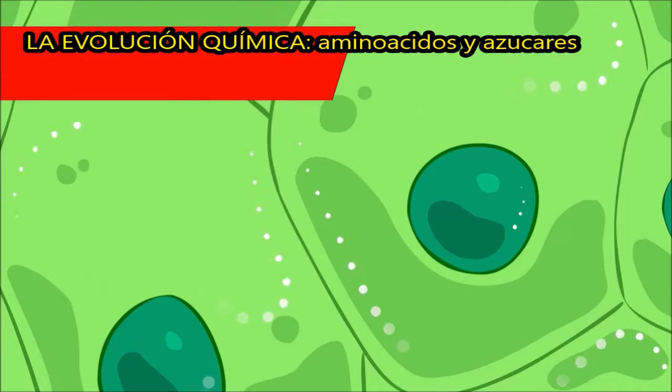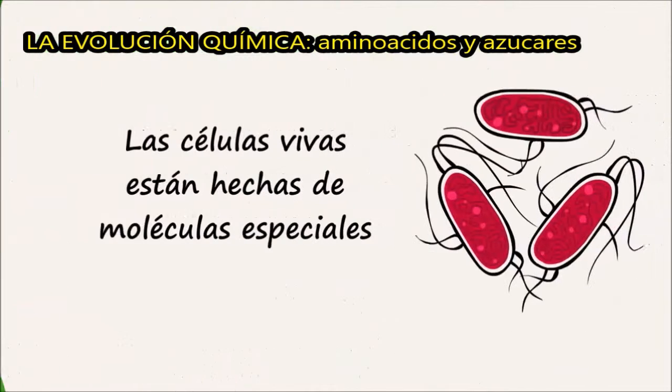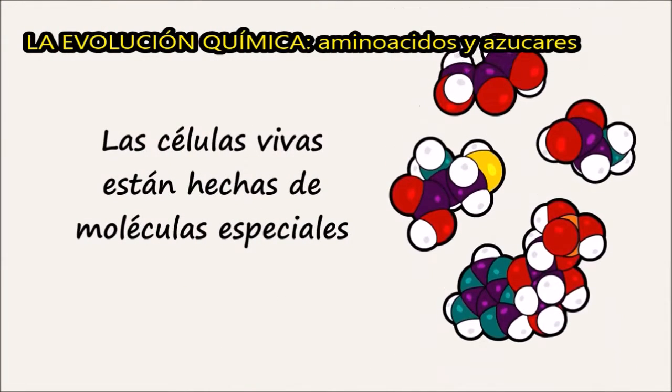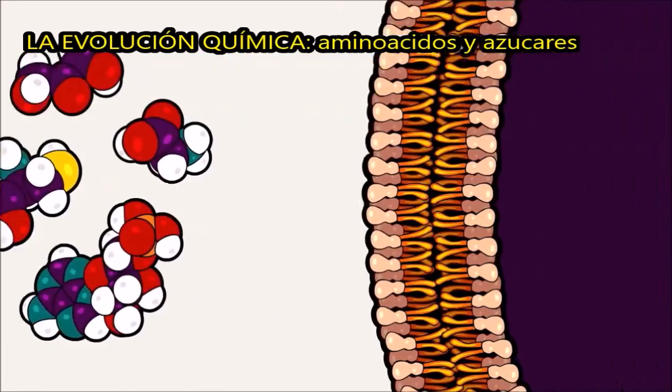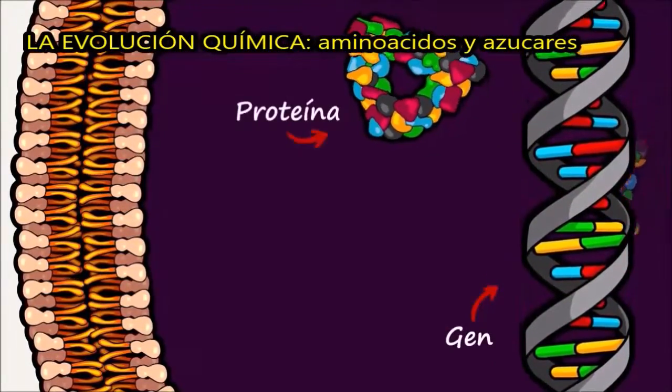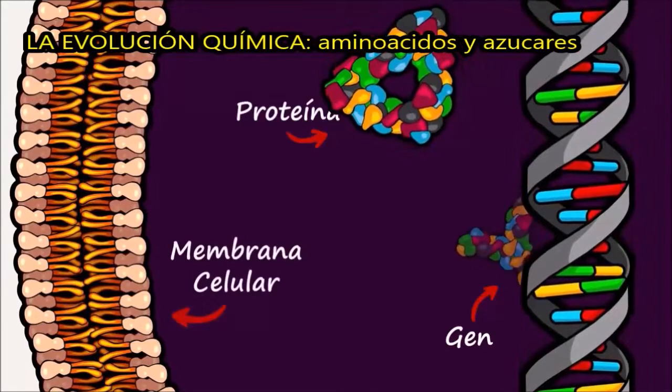En segundo lugar, en la química de la vida, las células vivas están hechas de moléculas especiales, bloques de construcción, como aminoácidos y azúcares. Estos bloques de construcción se combinan para formar estructuras más complejas y ordenadas, como los genes, las proteínas y las membranas celulares.